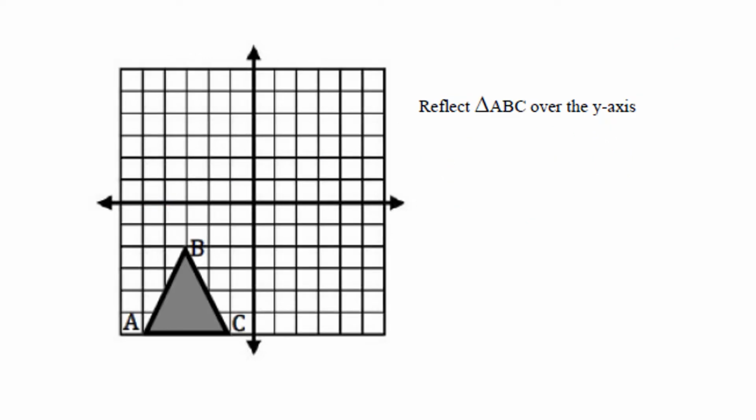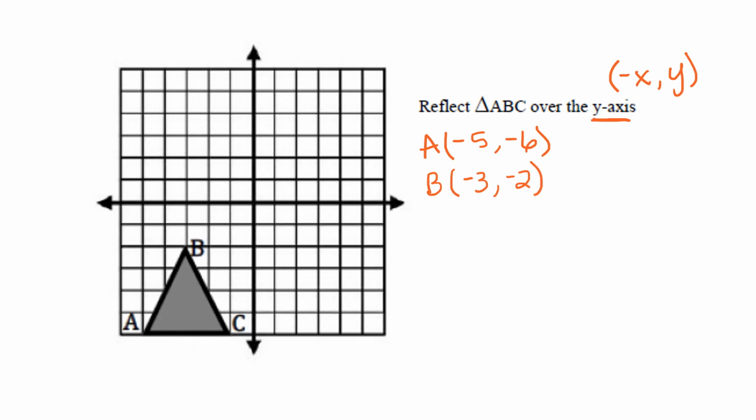So our next example is similar to the last one, except now instead of switching over the x-axis, we're going to switch over the y-axis. So the rule is I'm going to take the opposite of x and leave my y the same. Okay, so let's plot these points. A is the point, we're going 1, 2, 3, 4, 5 to the left, and we're going down 6. B is the point (-3, -2). C is the point (-1, -6).